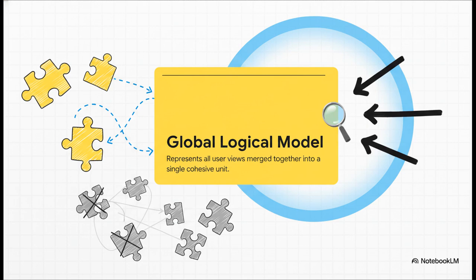In a massive enterprise, different departments see the business totally differently. So we have to differentiate between local and global models. A local logical data model represents just a piece of the puzzle, one or two user views. But the global logical data model represents all user views merged together into a single cohesive unit. View integration is absolutely necessary to create a single source of truth for the entire enterprise. Without it, you just end up with fragmented, overlapping data silos that constantly contradict each other, and nobody wants that.